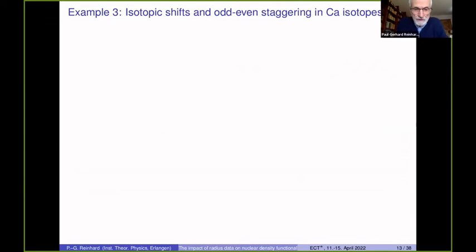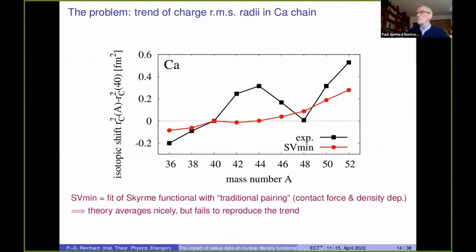Now we come to the more recent results. There was a problem with the odd-even staggering and isotopic shifts in calcium isotopes. Here is the problem: the data, the isotopic shifts in the calcium isotopes relative to calcium-40. And the red is a Skyrme result, and you can take whatever Skyrme force you want, even the one with a proper spin orbit, isovector spin orbit, you go straight through. No chance to get it.